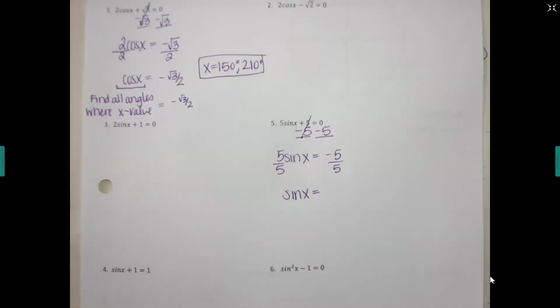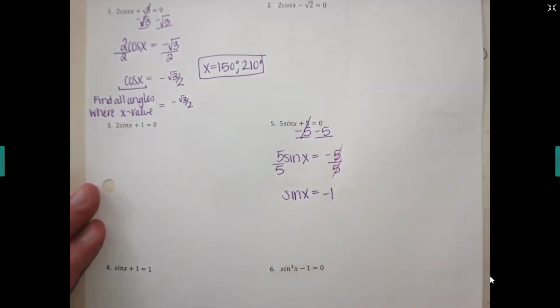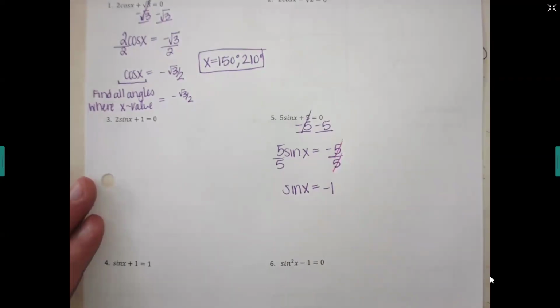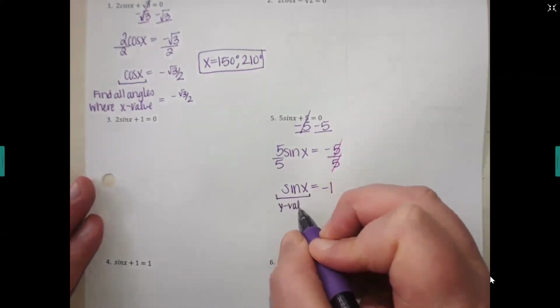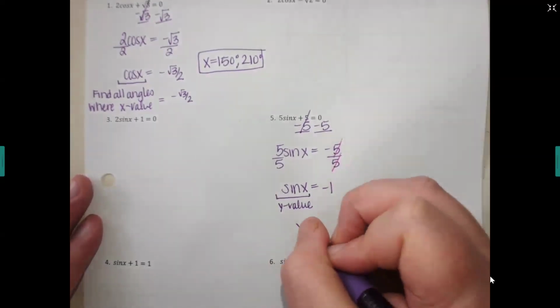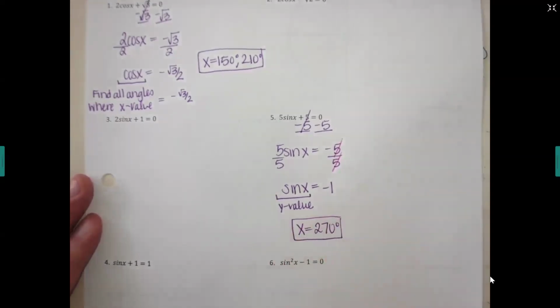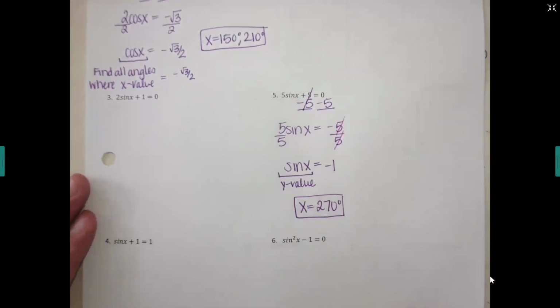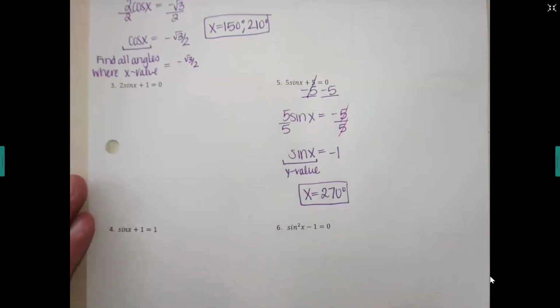Now remember, anytime you have the same number top and bottom, they cross out. What do you leave as a placeholder? That's a negative 1. On the circle, sine is the y value. So you're going to look on the circle. Very good, 270 is correct. Exactly. And that is essentially what your calculator is doing when it solves these for you.